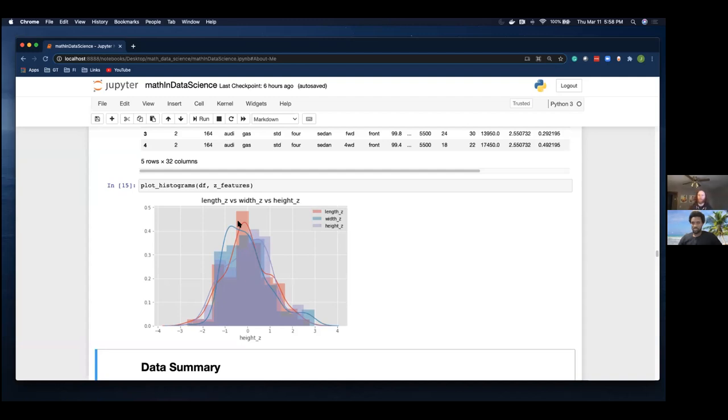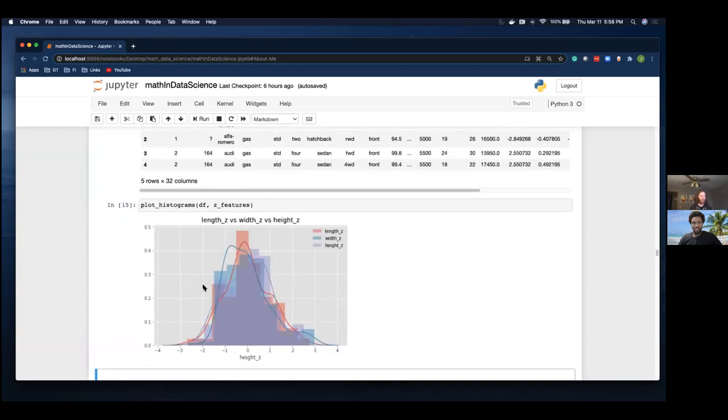So why would we want to subtract the mean? Because we want to be able to compare these three distributions and see if there's anything that's jumping out. Does one of them have more data on the high side versus the low side? And if everything's not on the same scale, we can't compare them.